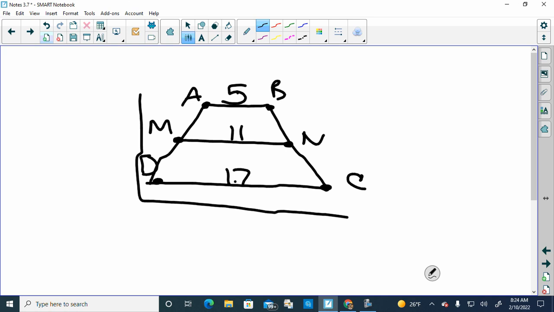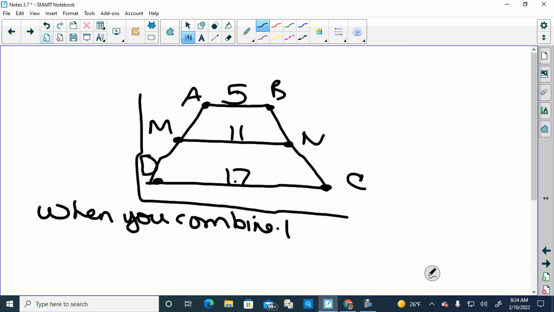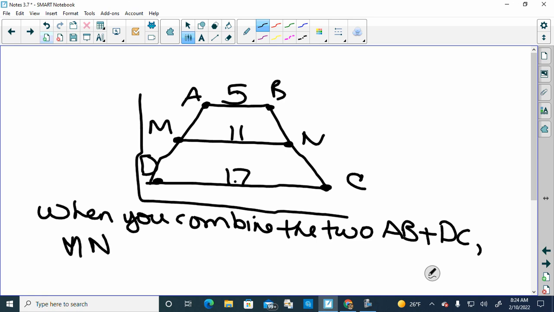Okay, so we're going to put, where you got your space down here? I'll write it down here. So when you combine the two, and we're going to write it as AB plus BC, MN is half of the two combined.